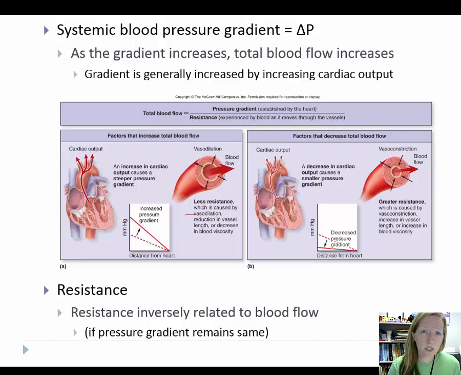Obviously, if you have a decrease in cardiac output, look at that pressure gradient. It is going to decrease. And so that's showing what normal is. Let's take a look at that chart a little bit. This dotted line shows normal. This is what happens whenever the blood pressure gradient decreases, and that is going to decrease your total blood flow. Also, if you have vasoconstriction occurring, if you have an increase in your vessel length, and also if you have an increase in blood viscosity, those are all going to decrease blood flow.